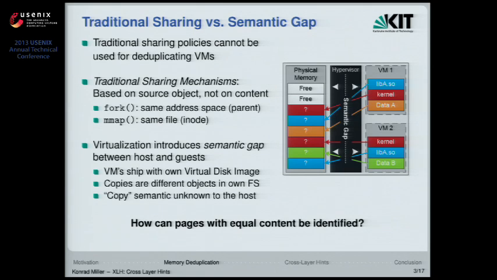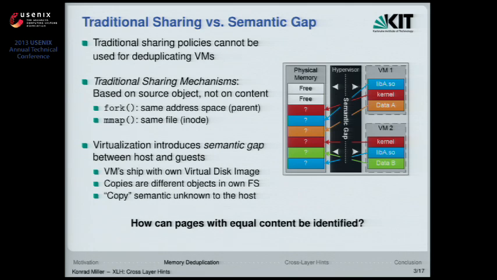Unfortunately, this cannot be done with traditional sharing mechanisms, as these mechanisms are generally based on a source object instead of content. For instance, fork can share address spaces between parents and children. But even if you, for instance, start two programs in two different shells, the two resulting processes could not share any memory except for their shared libraries. And those shared libraries, in turn, would be shared through the mmap mechanism.